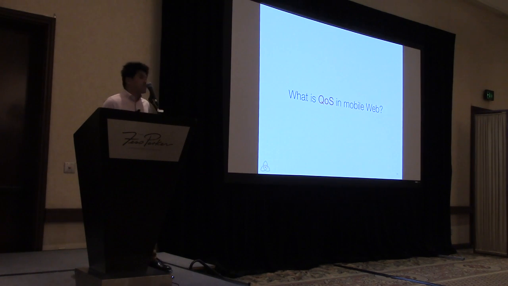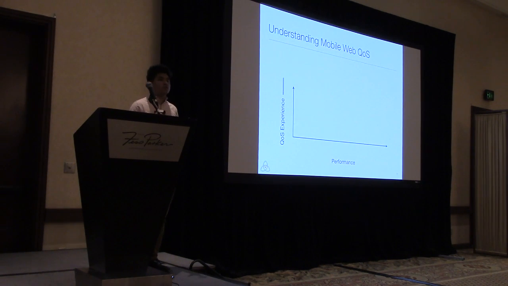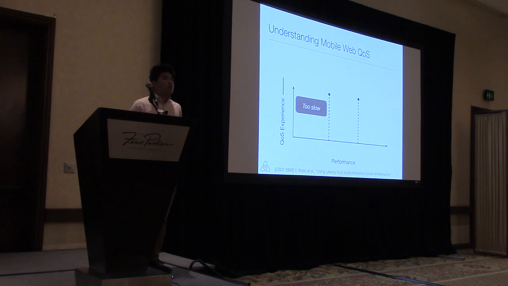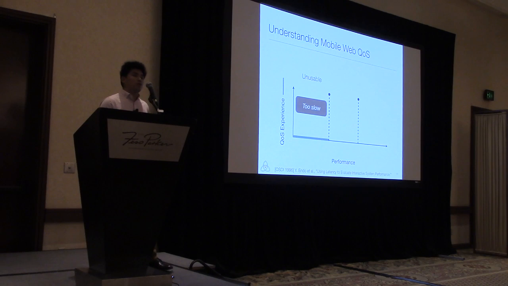So what is quality of service in mobile web anyways? We really have to understand quality of service with respect to raw performance. There's a lot of prior work in systems and HCI that all showed that quality of service can be really classified into three regions, depending on the raw performance. At the beginning, the performance is just too slow, the application is not usable. And that's what we call the unusable QoS region.